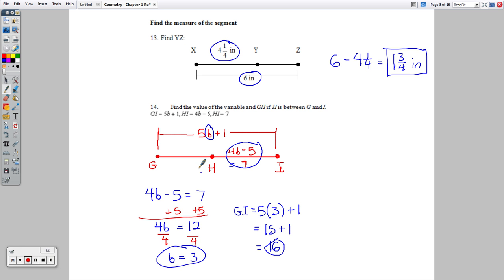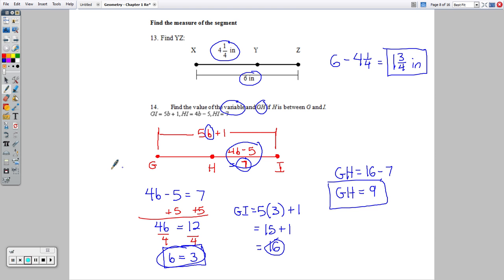And we know that GH and HI together would have to add to that whole value, 16. So that means 16 minus 7 would have to be what GH is. So I can say that GH then is 16 minus 7, and that equals 9. So that was what I was trying to find up here, find the value of the variable. So let me box that in. That was my variable. That's part of the answer. And then this is the other part of my answer. So we found the value of the variable and GH based on that.